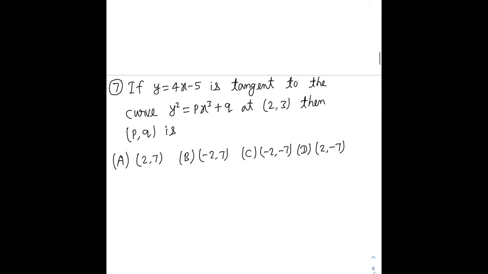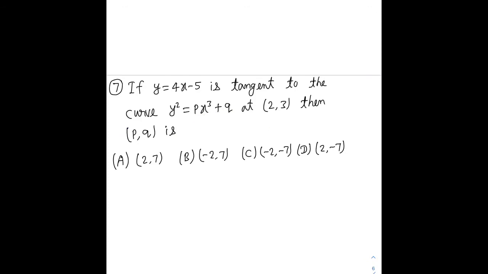Okay students, so next question number 7. If y equal to 4x minus 5 is a tangent to the curve y square equal to px cube plus q at 2 comma 3, then find p and q. So you need to find two variables p and q.